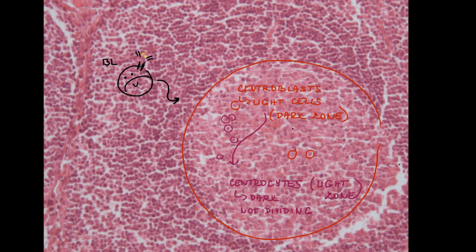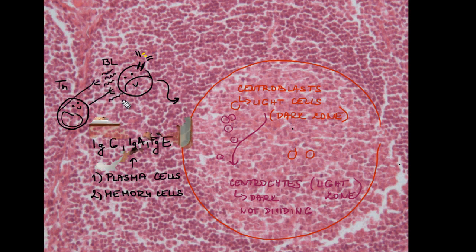The most specific centrocytes are able to differentiate into plasma cells and memory cells. In the consequence of gene recombination, these cells can produce specific antibodies like IgG, IgA, and IgE. In order to produce these antibodies, they have to meet with T helper lymphocytes, which transfer the signals to the B cell.